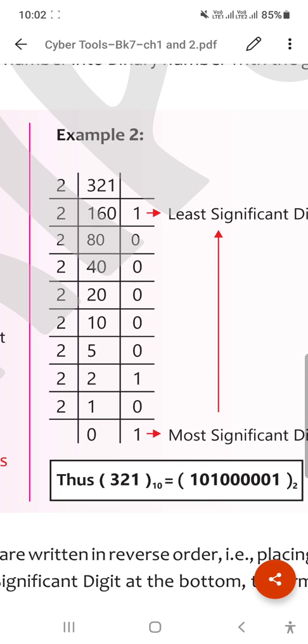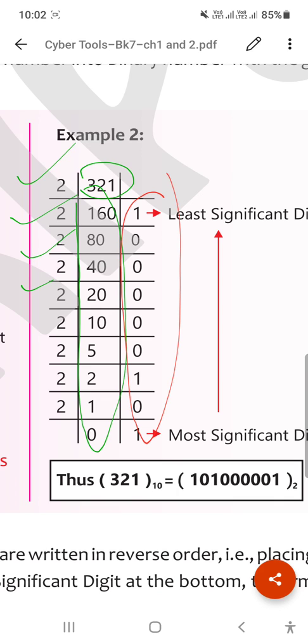Students, I am taking a second example. 321 is divided by 2. Again we have to divide by 2, and again, until it becomes 40. This is the quotient, right? The green part is the quotient and the red part is the remainder. But the answer would be only the remainder part. The uppermost digit would be the least significant, which means we write it at the unit place. And the lowermost digit would be the most significant bit.